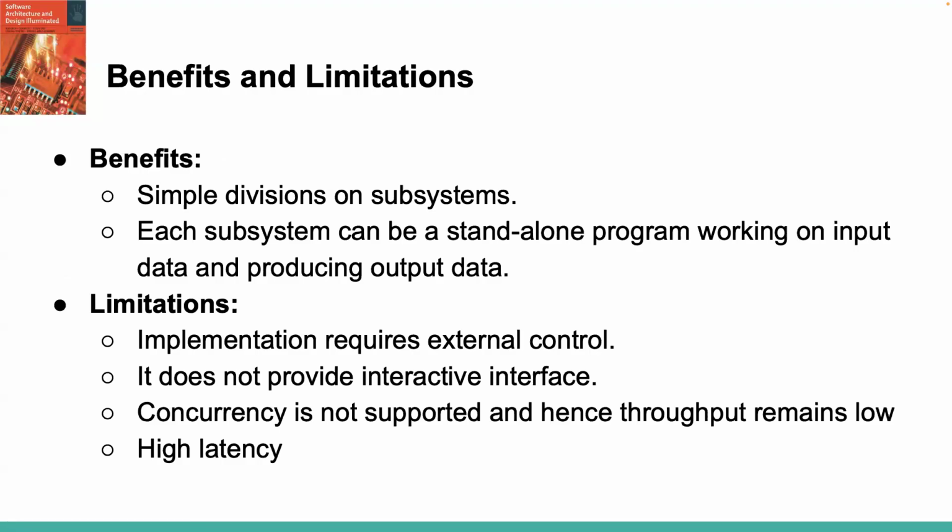1. External control needed. You need external scripts or tools to manage the processing order of subsystems. 2. No interactivity. It doesn't support user interaction during processing. 3. No concurrency. Concurrency is not supported, meaning subsystems can't work in parallel, so throughput remains low. 4. High latency. Processing batches can introduce high latency, as each stage waits for the previous one to finish.